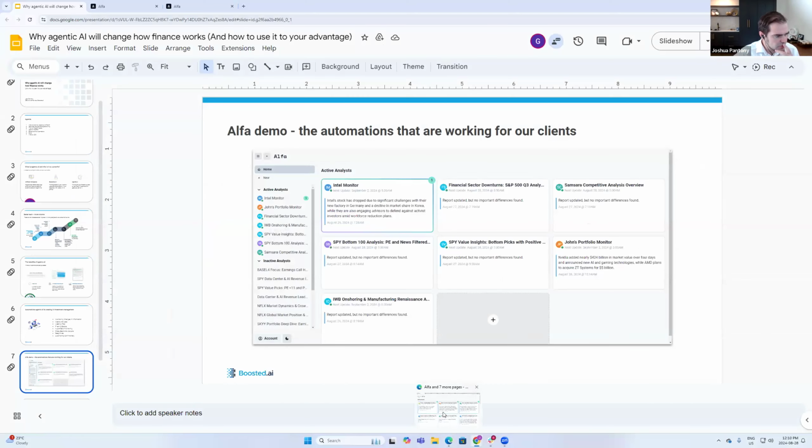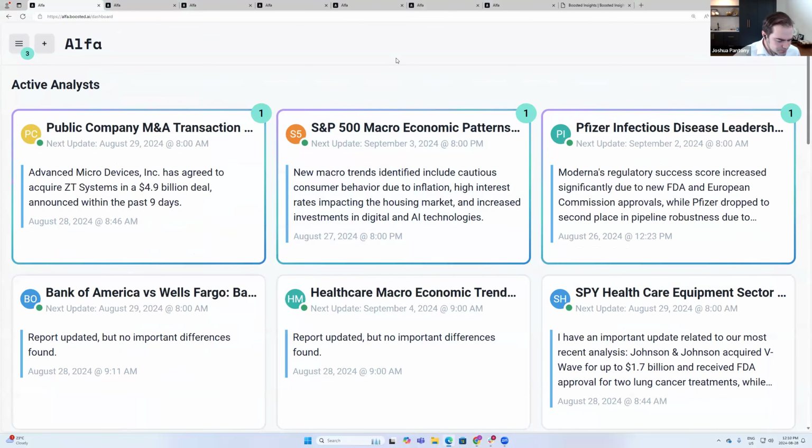So really what we're trying to build with Boosted 4, which we call Alpha, is a piece of technology that we want to feel less like an application and more like a team of AI workers that are doing some kind of work for you on a continuous basis. And so this is my dashboard. And in my dashboard, I have a whole bunch of these agents that I've basically taught to do some type of task that's important to me.